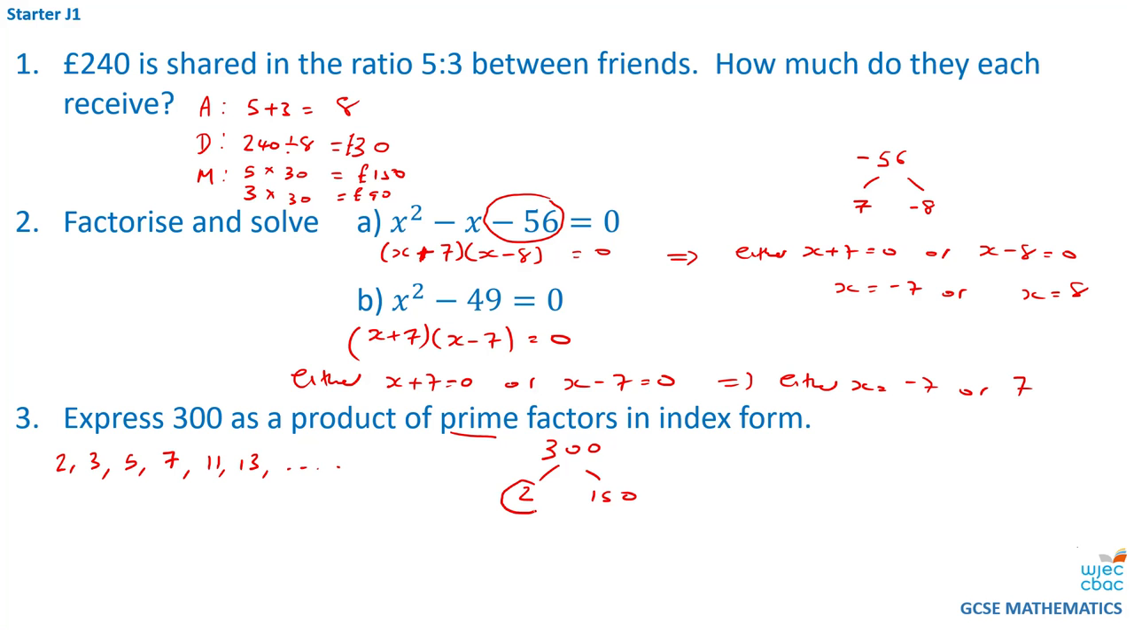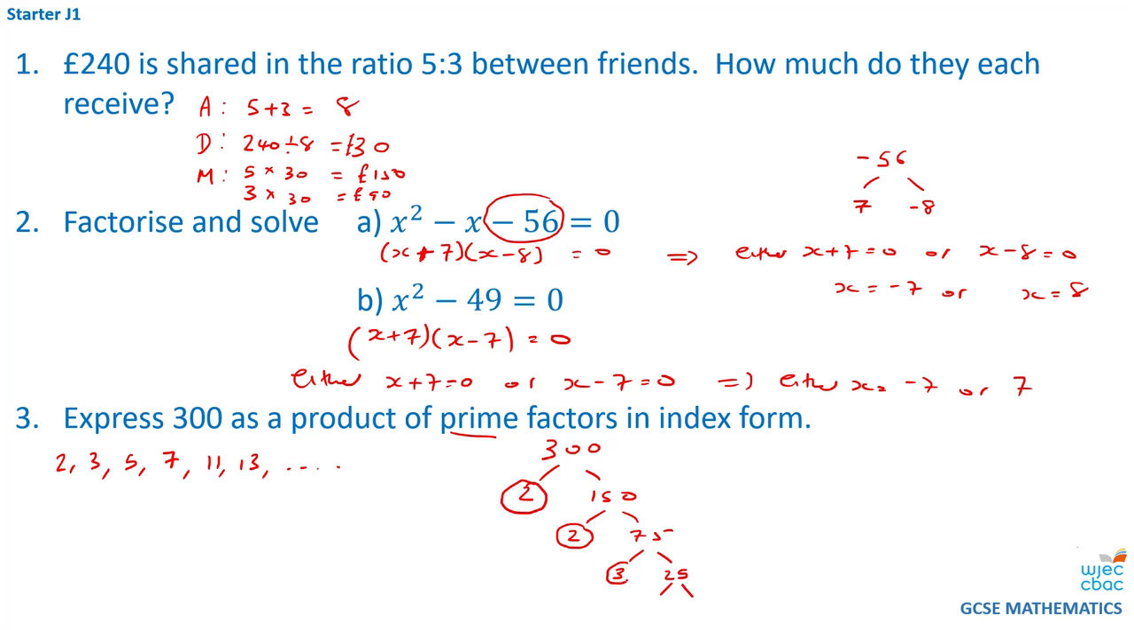I circle my 2 because it's a prime number, and I leave that alone. And I put my branches on 150. Does 2 go? Yep, 75 times. Circle that. Now 2 doesn't go into 75 because it doesn't end in an even number. Next number is 3, so I try 3. Will 3 go into 75? Yes, it will, because 7 add 5 is 12, and 12 is in the 3 times table, so I know that 3 will definitely go in there, and it will go 25 times.